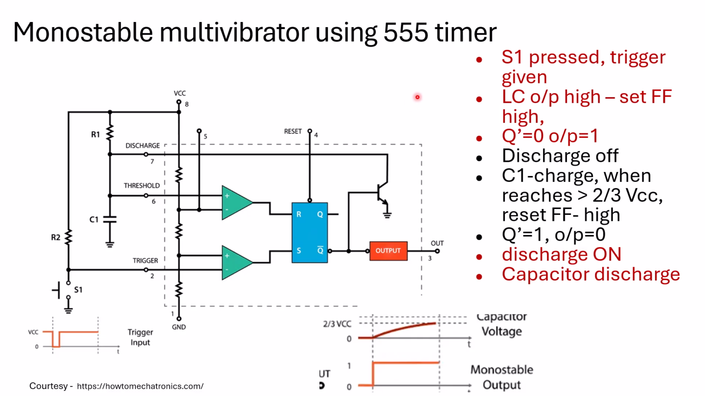In the bistable multivibrator operation, instead of a single switch, you will have two switches. So by turning the two switches on and off, you can change from one state to another. That operation is very simple and it is similar to that of the monostable. The only difference is that you will have two switches. By turning the switches on and off, you can change from one state to the other. So this is all about the working of the 555 timer.